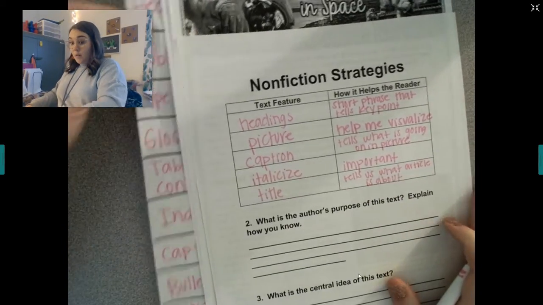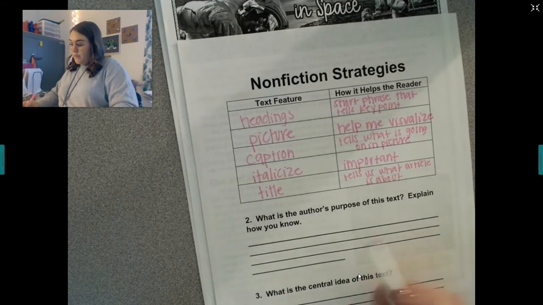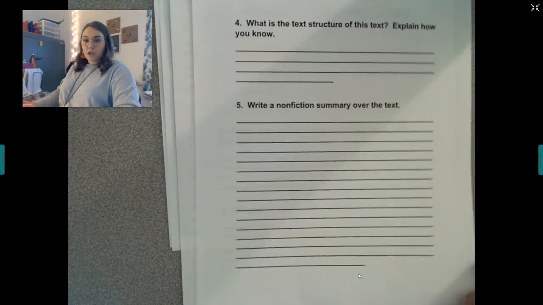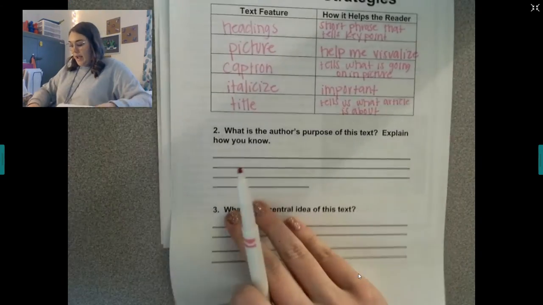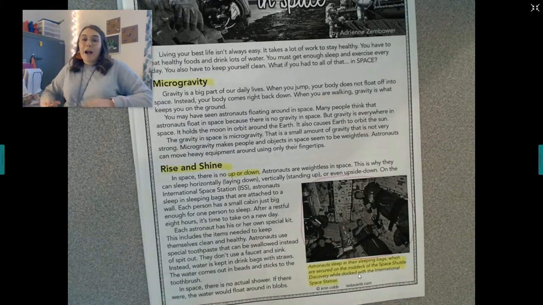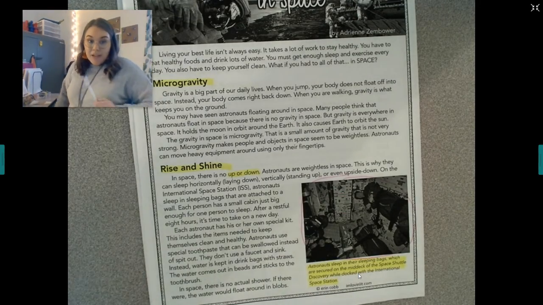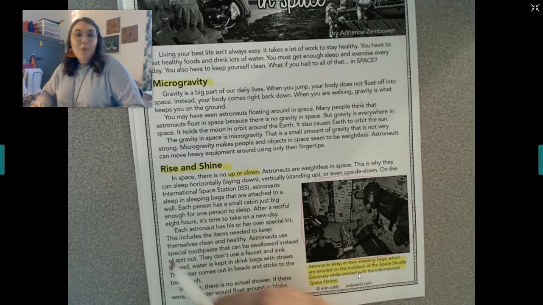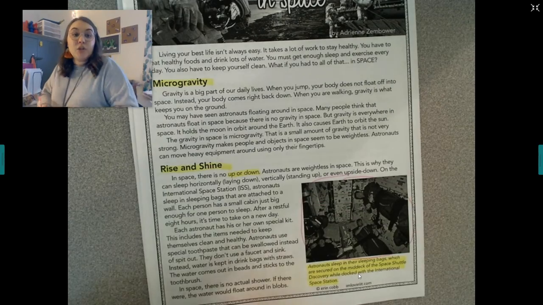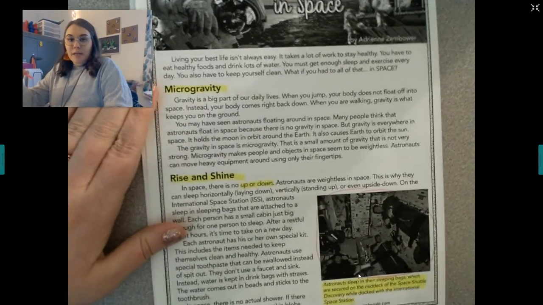Okay, so now we're going to read the article, and we have to find the author's purpose, the central idea, text structure, and we have to write a summary. All right, so let's go ahead and get started. First off, when I'm reading, I'm trying to figure out what is the author's purpose, what is the text structure, what is the main thing it tells me about, and then what are some good key points I should include in my summary. So let's start reading.